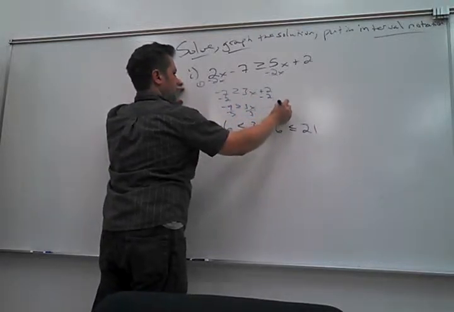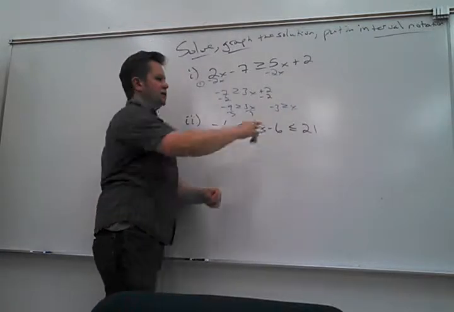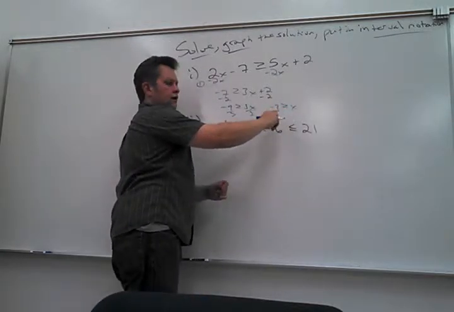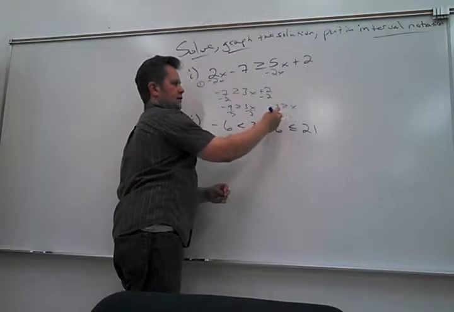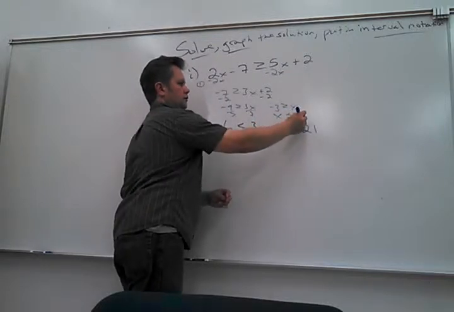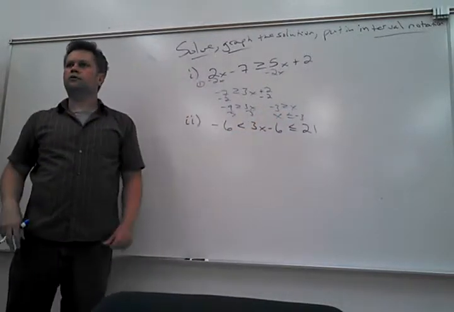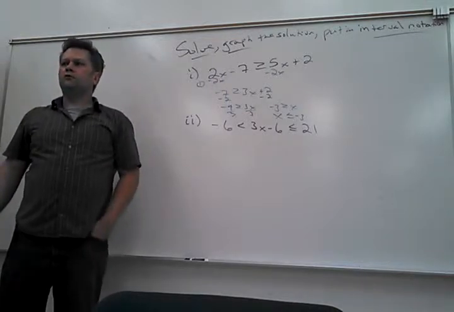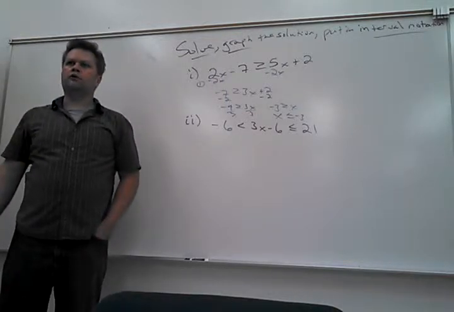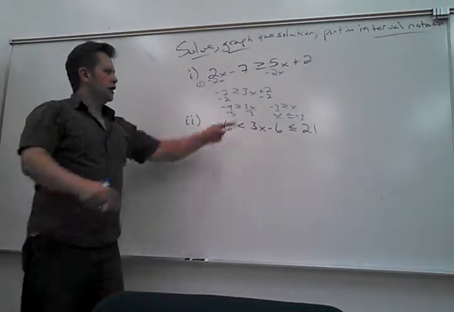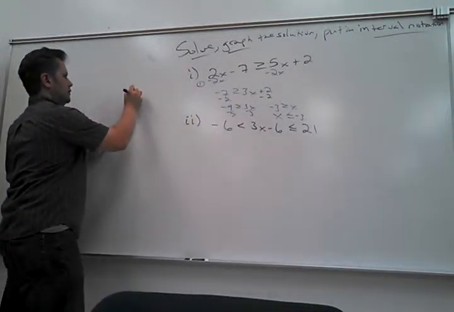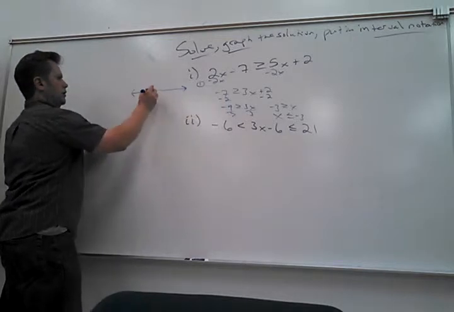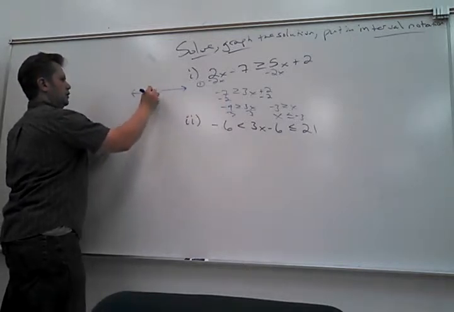I get negative 3 greater than or equal to x, which means x is, if negative 3 is bigger than x, x is good. So the mirror image to turn it around, right? Turning that around is a very good idea, because if you don't, you normally shade the wrong direction. So now if I want to graph this thing, it's got to be x less than or equal to negative 3.